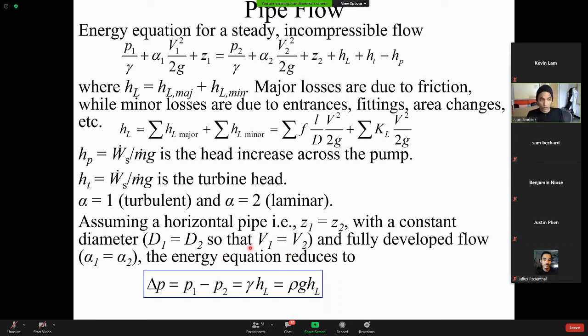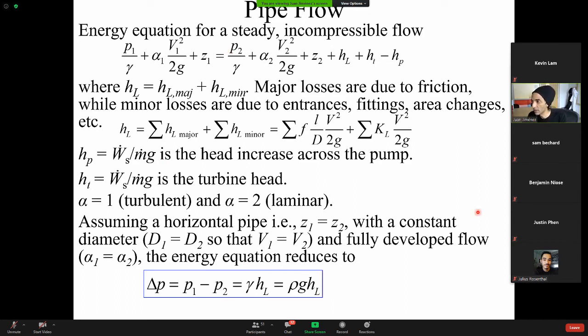So when we know that about the system, then this equation up here simply reduces to this. Why? Because you can see how you can cross the Z terms right here. You can see how your velocities are going to be the same. Your alphas are going to be the same. So those terms are going to cross out. And then you just have the pressure drop, which is how pressure is decreasing with respect to this thing.